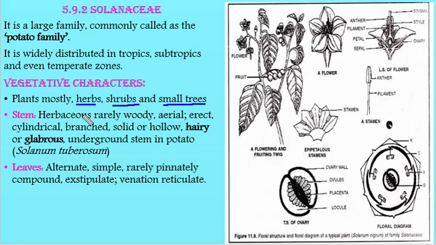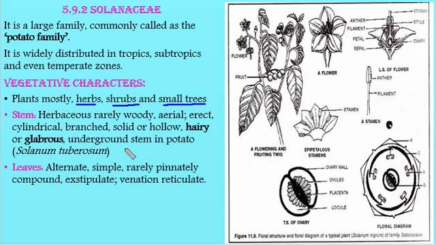Then what are the major characteristics of the stem of the plants which belong to family Solanaceae? Most of the plants have herbaceous stem and rarely woody, aerial, erect, cylindrical, branched, solid or hollow. And some plants have hair on the stem, whereas some other plants are glabrous. Glabrous means the surface of the stem is smooth or free from hair.